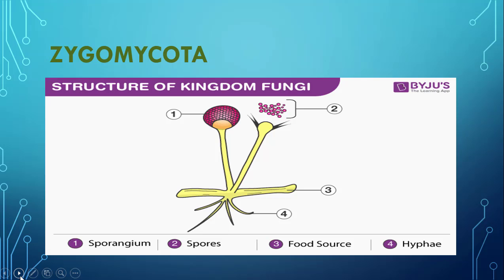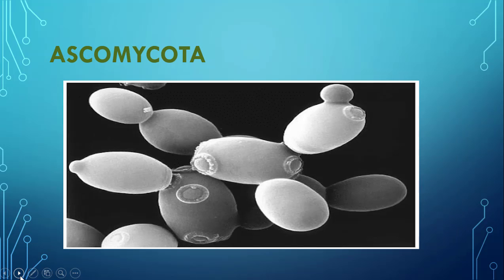And this label is very important. What is the example of this division? Bread mold fungi. Next, we will talk about the next division, which is called ascomycota. The body of this organism is unicellular in some and multicellular in others. The hyphae here are divided by septa and the spores are produced inside sac-like structures called asci. The examples are yeast and penicillium.